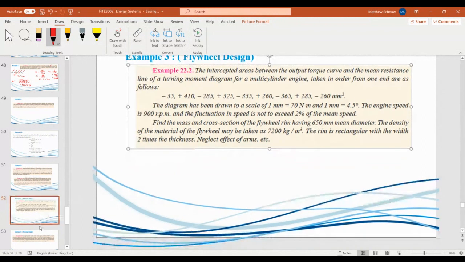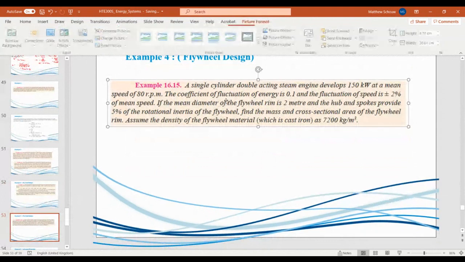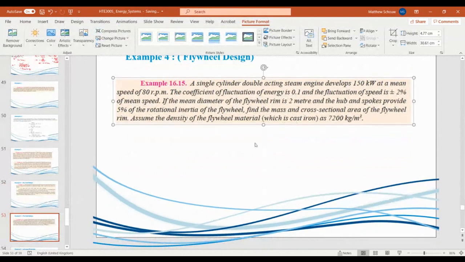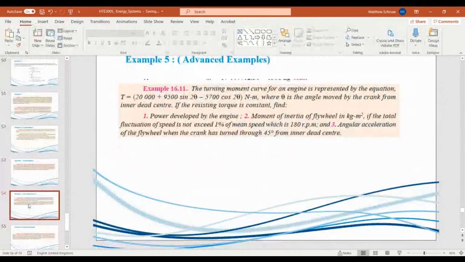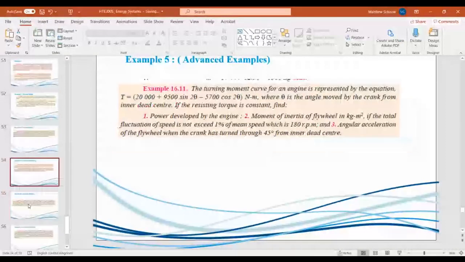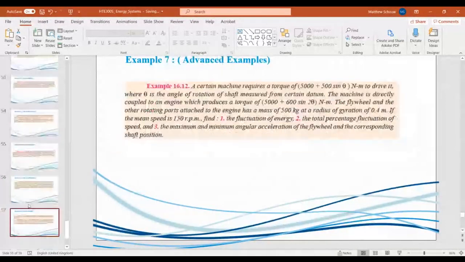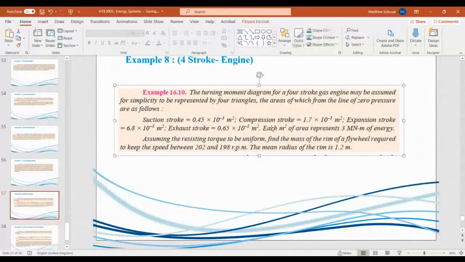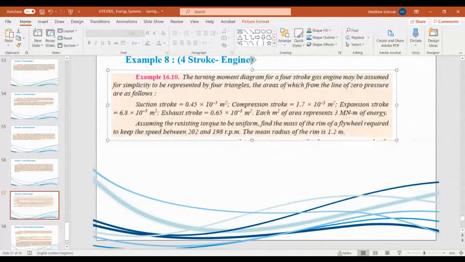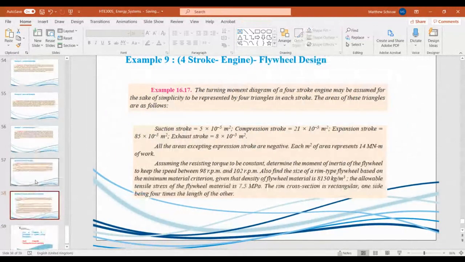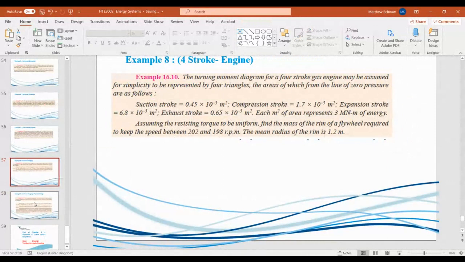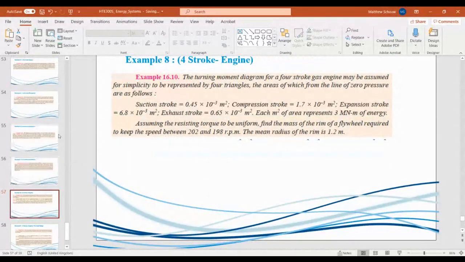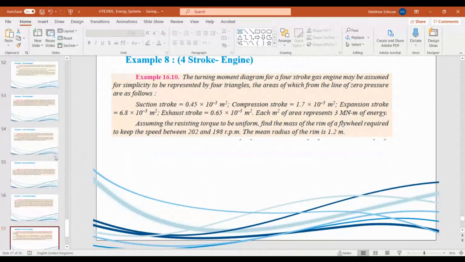Afterwards we're going to look at the last flywheel design. Then I might branch off to the advanced examples, or I'll probably start off with the 4-stroke. My plan is probably to do the 4-stroke next, example 8 and example 9, and then come to the so-called more advanced examples, and then basically be done.